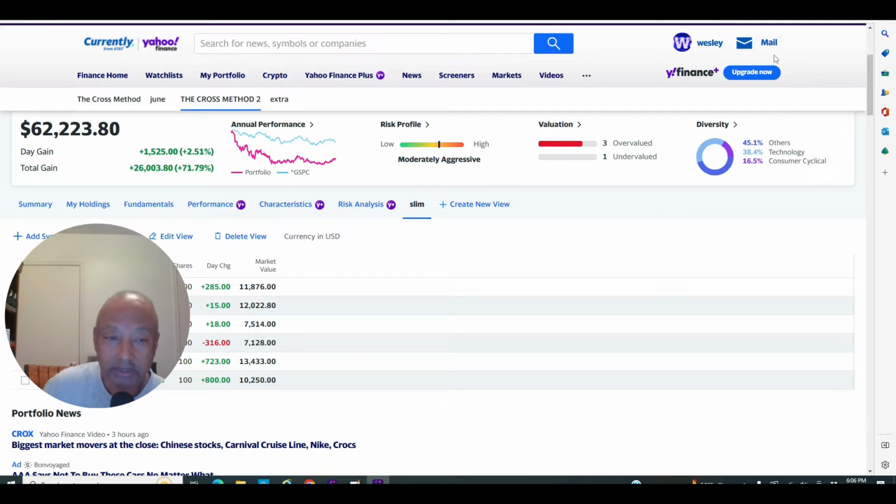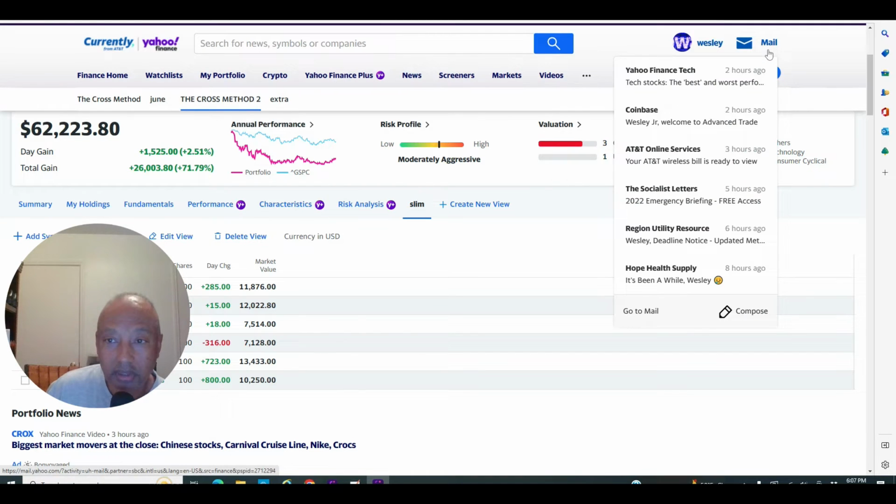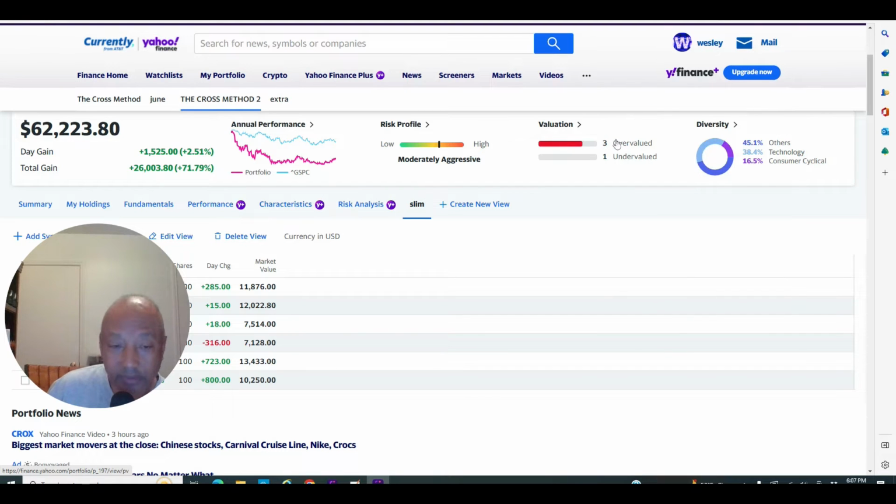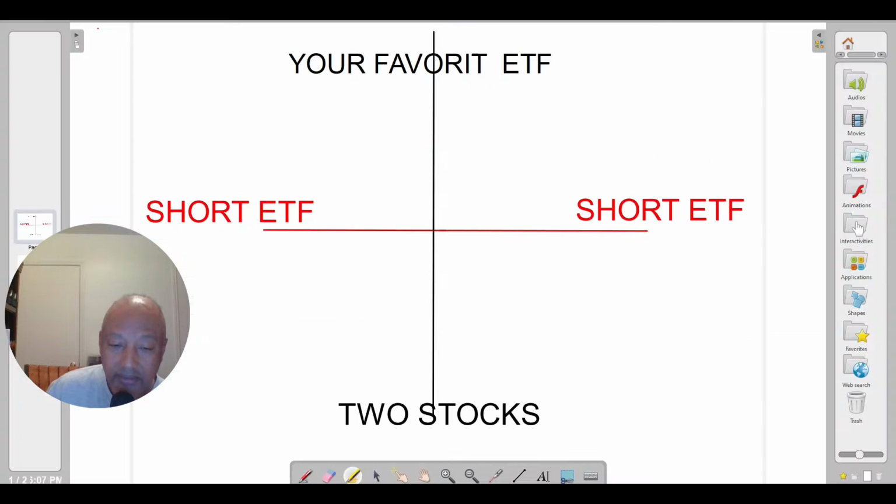Okay, this is kind of like a hard sketch of what the cross method looks like. If you're very interested, I'll help you build one for yourself so you can sleep good at night. Stick with me, let me show you something. Now what you see in front of you is a cross. You see in black an ETF, and on the bottom you see two stocks. They're in black. These are stocks that you invest in when the market goes up.